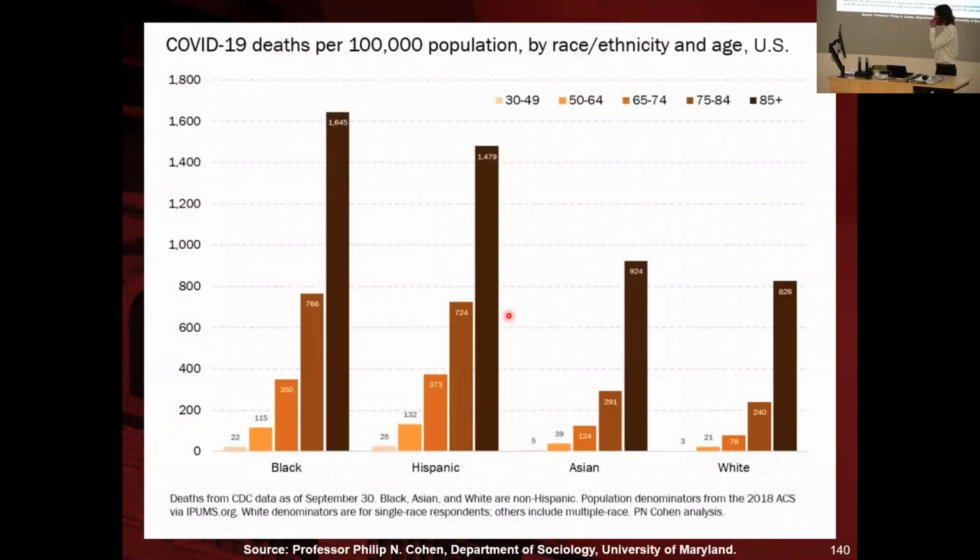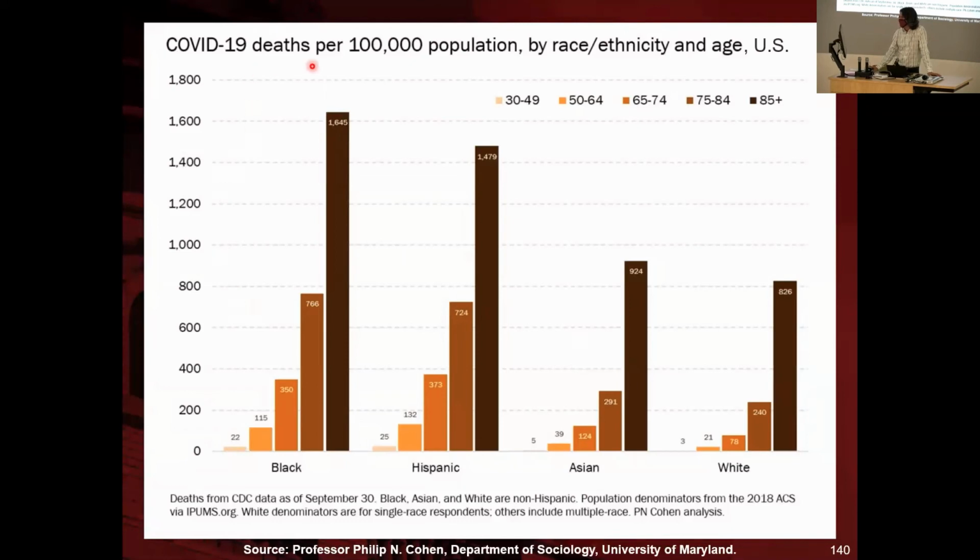Focusing on the US, this is data collected by Professor Philip Cohen, in the Department of Sociology at the University of Maryland. I already mentioned to you, I usually get these graphs from him. He has been collecting data about the pandemic from different sources, from the CDC, from the New York Times, and he's compiling this database and made it available for free for anyone to use. I follow him on Twitter. That's why I usually get these graphs from him.